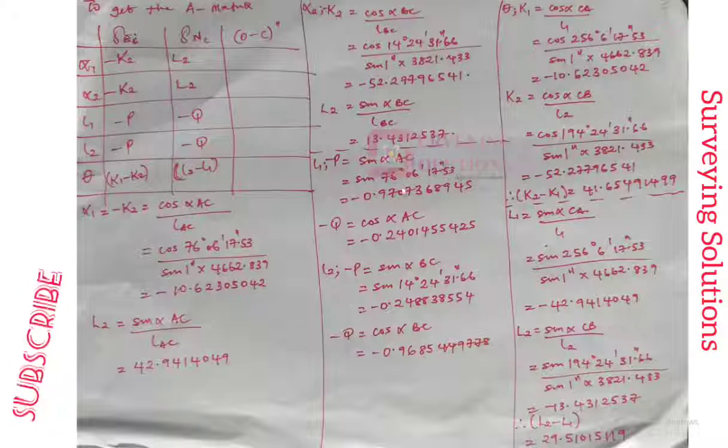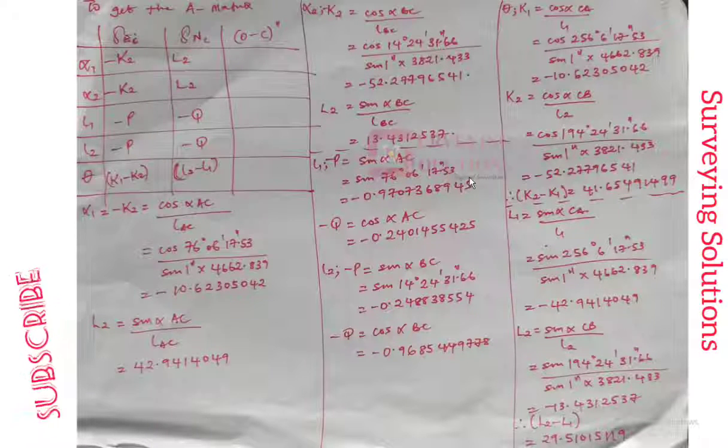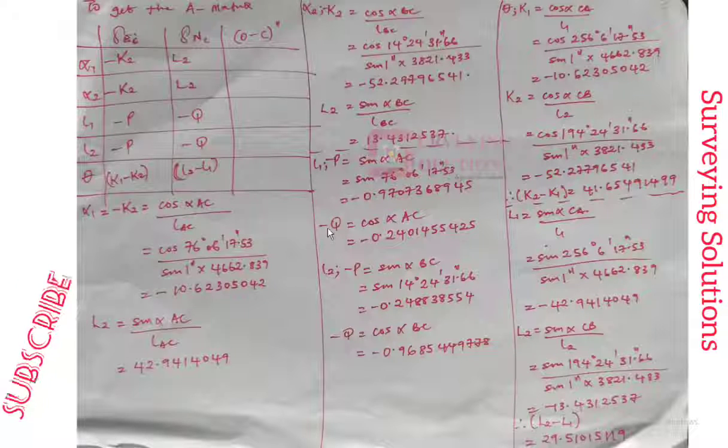And what's AC? The bearing of AC is what? 76 degrees 6 minutes 17.53. So by the time you find the cos of that particular value, you would have a positive answer. But the reason why our answer here is negative is because the coefficient is negative. I hope it's understood.